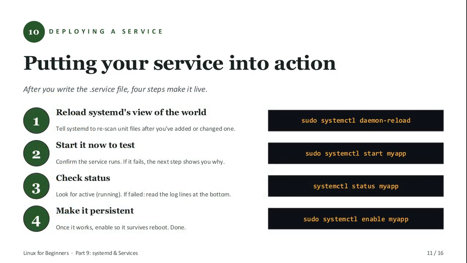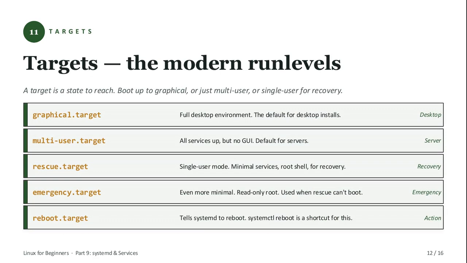Once that file is saved, 4 short commands take it from text on disk to a living service. First, daemon reload tells systemd to rescan its unit files and notice your new one. Then start it manually to make sure it actually runs. Check status to confirm it's active. And if something went wrong, the last few log lines right there will usually tell you exactly why. Finally, enable it so it comes back automatically after every reboot. That's the whole loop.